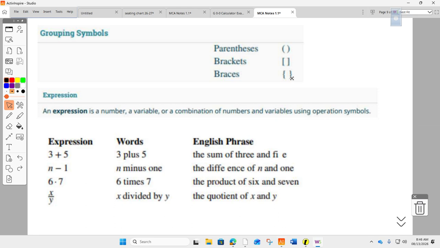On your calculator, they only have parentheses. If you ever needed to enter something that had parentheses and brackets, just use two sets of parentheses and it works fine. Okay? If you have parentheses, brackets, and braces, just use three sets of parentheses. It will do it for you.